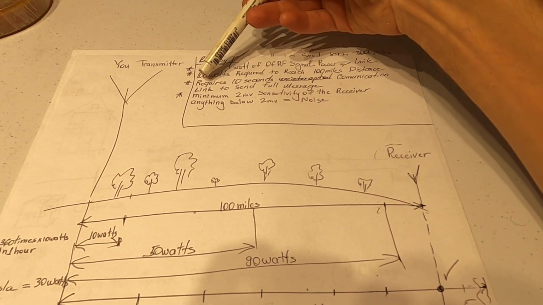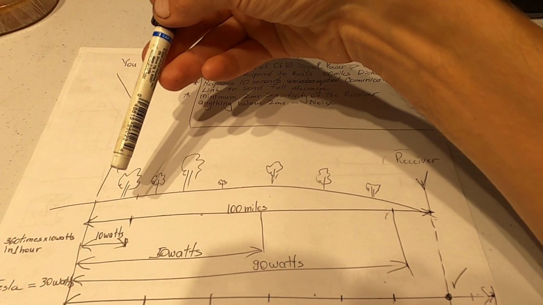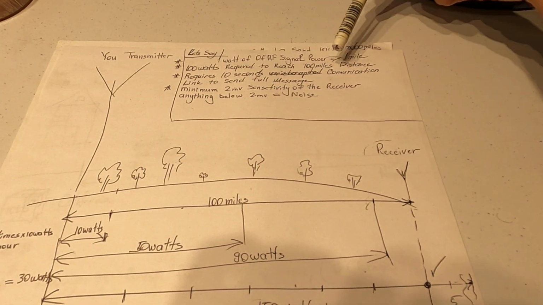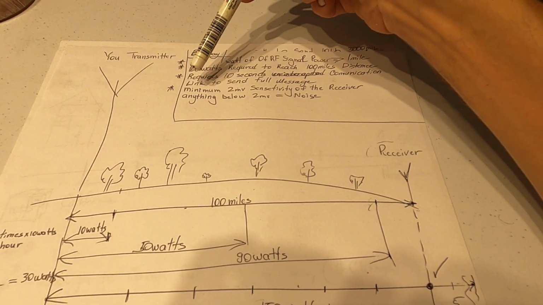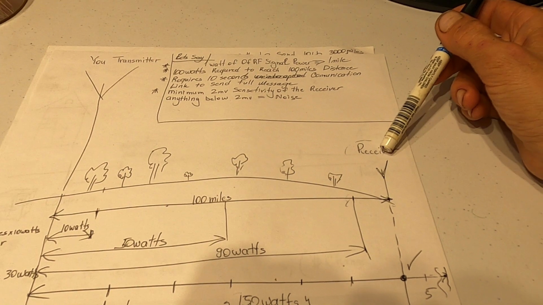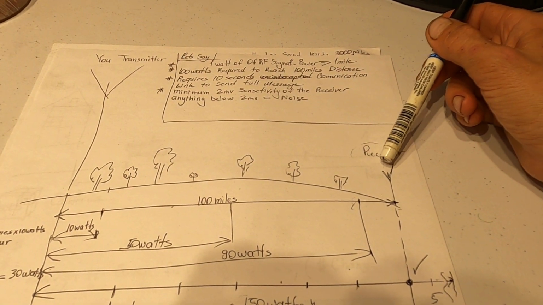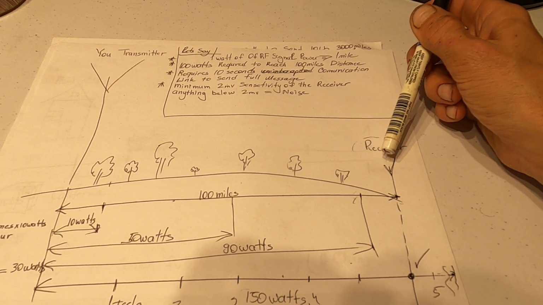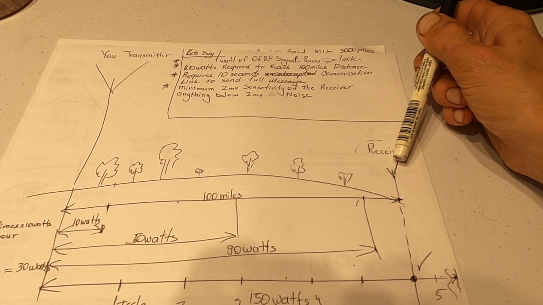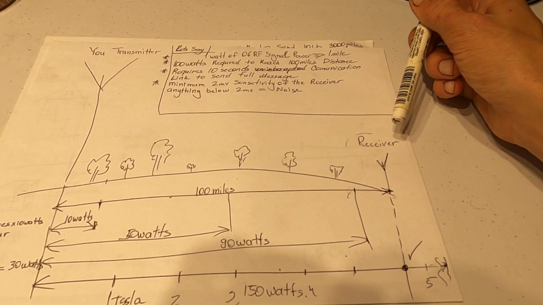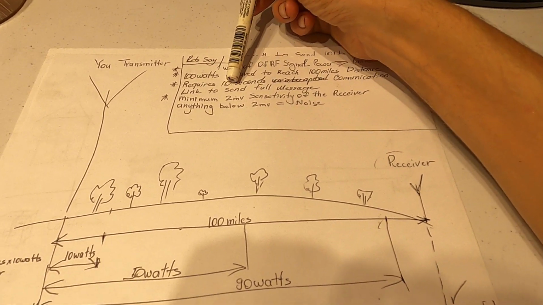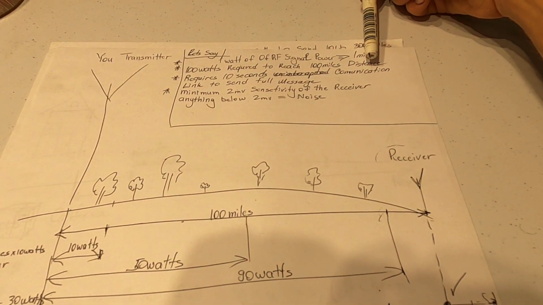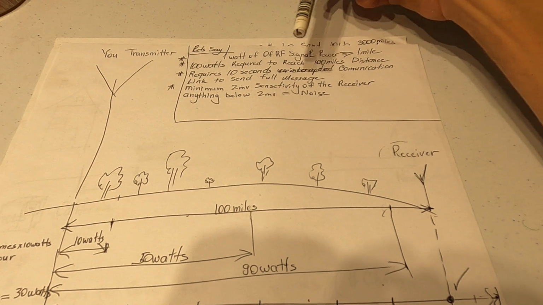The second requirement is the message has to be 10 seconds long, because your message contains some information, and this information requires time to be transmitted. And so the full transmission requires 10 seconds for the communication link to send the full message.